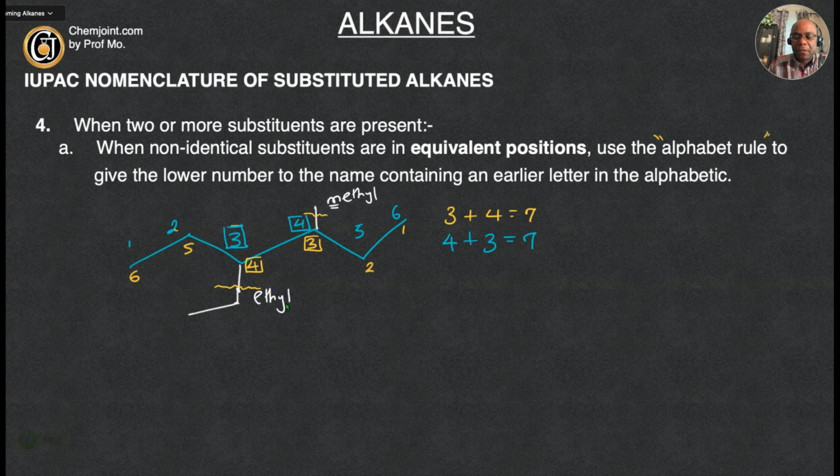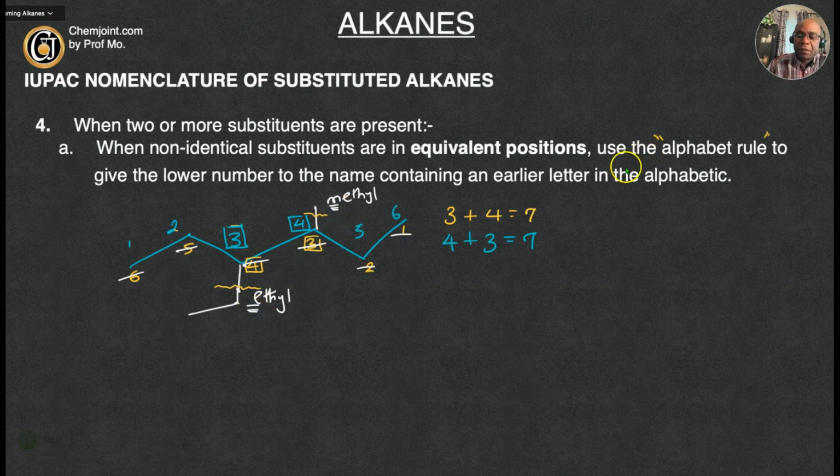With the exception of sec and tert, you don't consider the S and the T in those because they are in italics. I mentioned that before. So E comes before M, so E should be given priority. The correct numbering should be the one that gives the ethyl group the least number. So this color numbering is wrong because it gives the ethyl 4 instead of 3. Remember again, E comes before M in the alphabet.